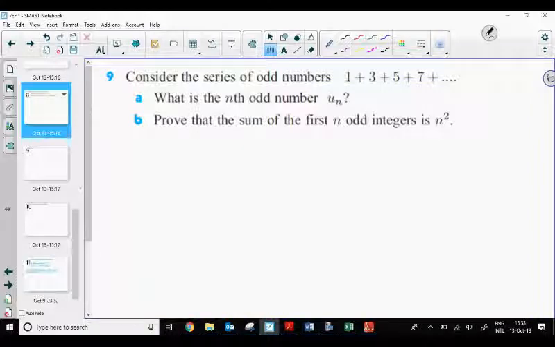Now, I just can't help myself. I need to give a geometric argument for this one as well. Let's start off by adding the number 1. So I'm going to do that by drawing a single square. We'll say it's a unit square. Each side is 1, so the area is 1.